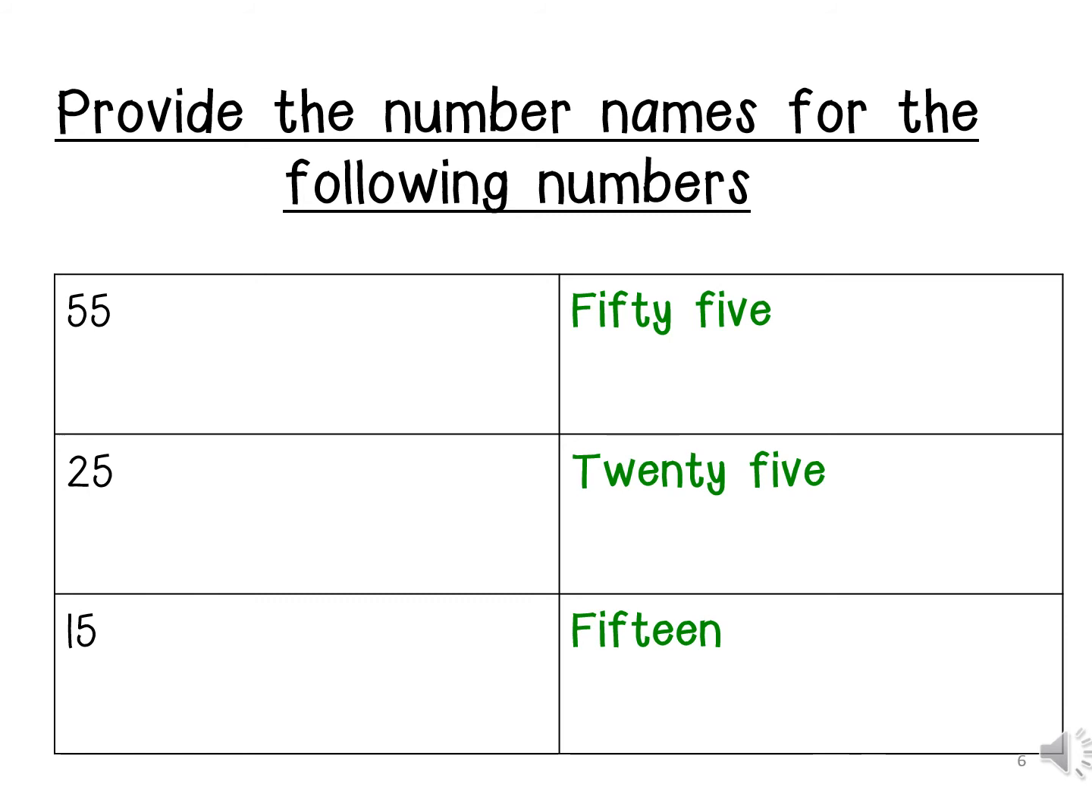25, which is 20 and 5. We write it as T-W-E-N-T-Y and F-I-V-E. 15 is F-I-F-T-E-E-N.